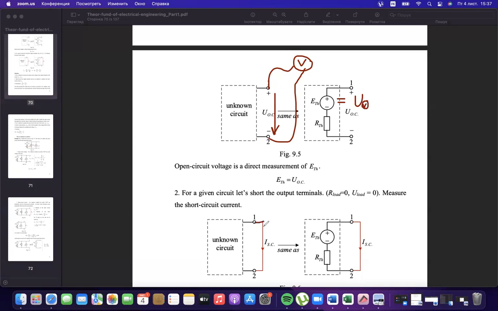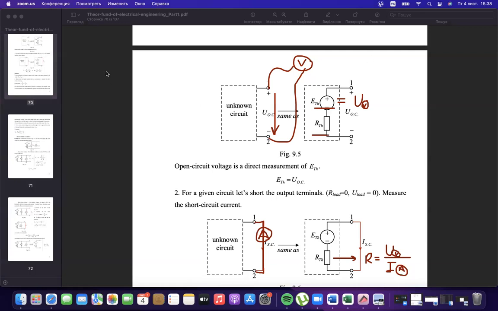Then you are connecting this source in short circuit mode, just as a zero resistance wire, and measuring the current inside it using an ammeter, obtaining some current. And this resistivity equals the value of the voltmeter in open circuit mode divided by the measurement of the ammeter in short circuit mode. And that is how you could experimentally find both of these values.